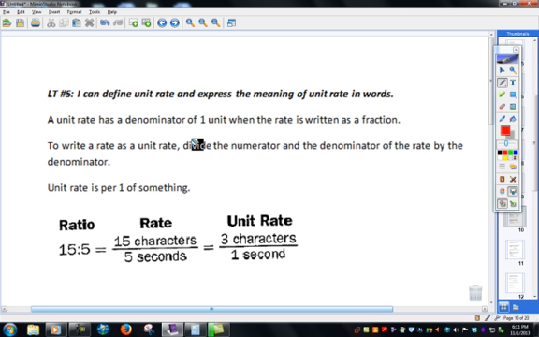I can define unit rate, and I can express the meaning of a unit rate in words. So you can really explain to me what it means. This is a little bit tricky. Now you guys already know what unit rate is. Again, I've already covered this on review sheets. I've been putting them on there ahead of time to get you guys thinking about it. That way when we got to it, it wasn't that hard because this unit right here can be difficult for students. So you guys have already gotten that first look at it.